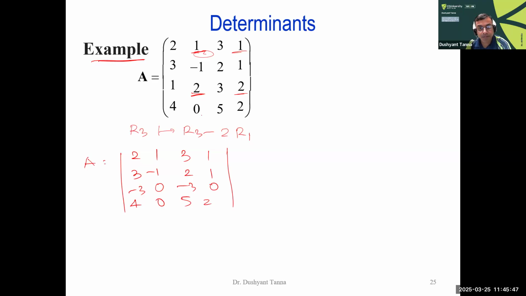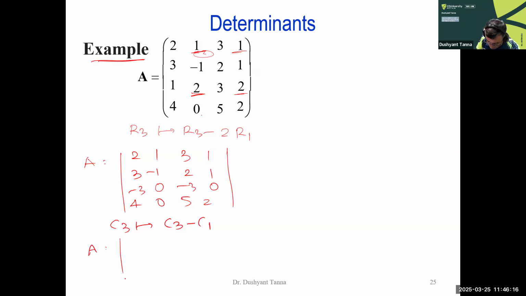You can also go with a column operation. It still remains the same. Not necessarily row operation only, column operations. Okay? Right. So if you observe column 1 and column 3, both have a minus 3. If I subtract one from the other, I'll have one more 0. So what we do? Change column 3 into column 3 minus column 1.